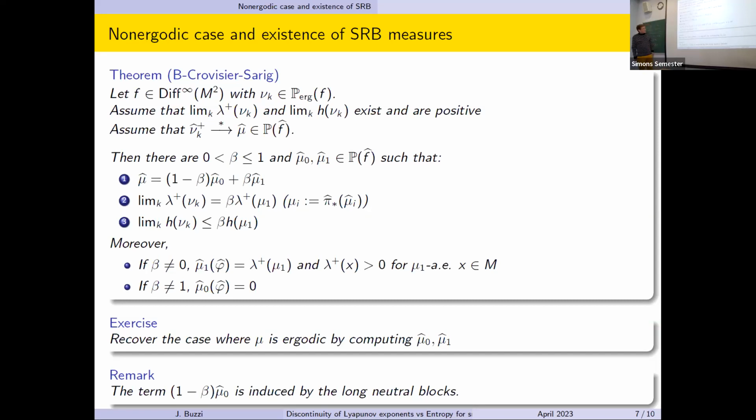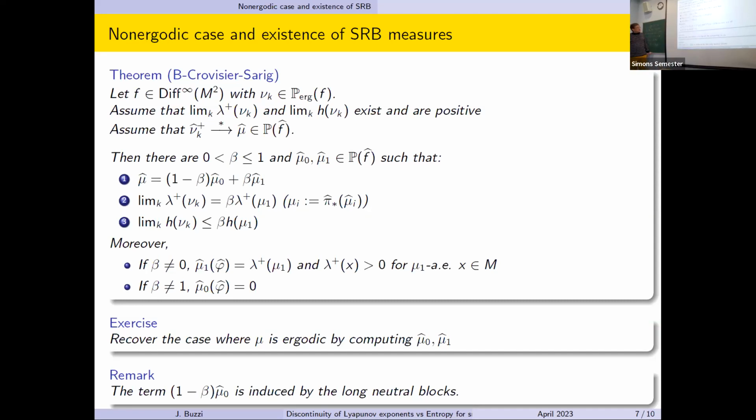Okay, and this is what I said about mu 0 hat. It's defined by looking at long neutral blocks. In some sense, you have your measure, you take a typical point. By definition, typical means that its empirical measure is the measure you are talking about. But now you remove what is not in the long neutral blocks. You take proper limits with respect to some parameters, and this is how you get this guy.